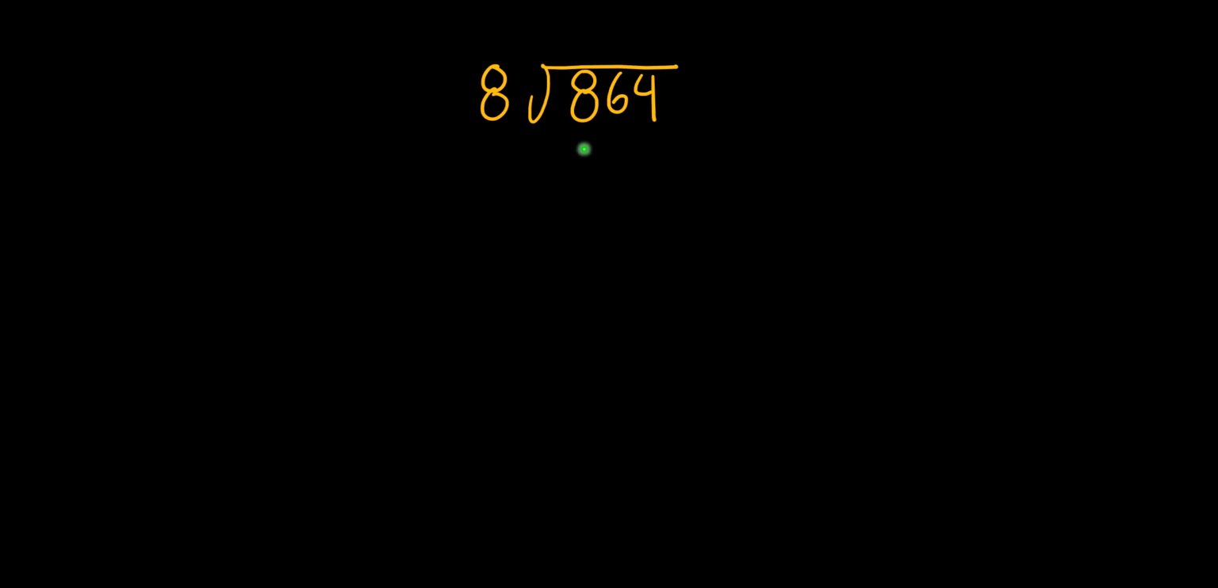Alrighty, in this example, we have 864 divided by 8. So the first thing we want to do is ask ourselves, how many times can 8 go into 8? In other words, 8 times what is 8? And if you guess 1, you are correct. So now we say 8 times 1 is going to be 8. So I'll write an 8 right there. And 8 minus 8 is going to be 0. And now we have to bring down the 6.